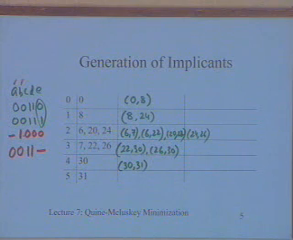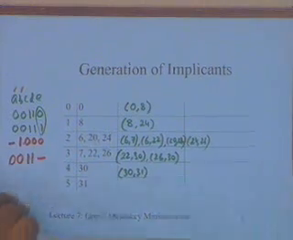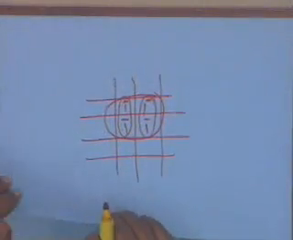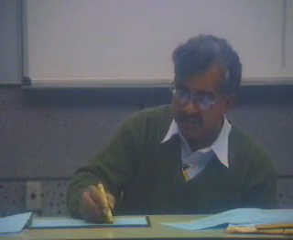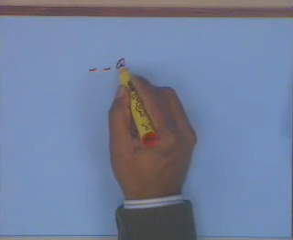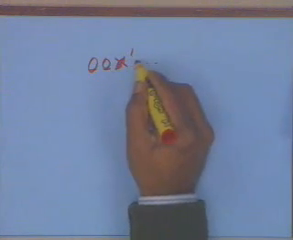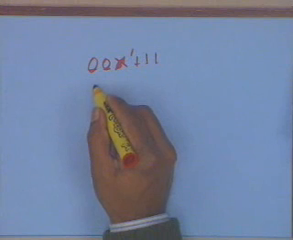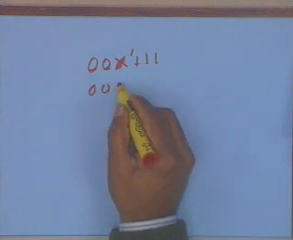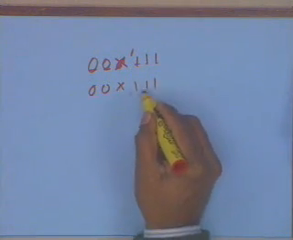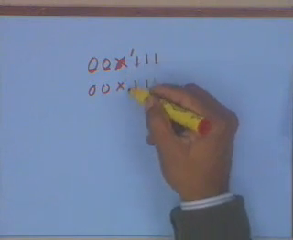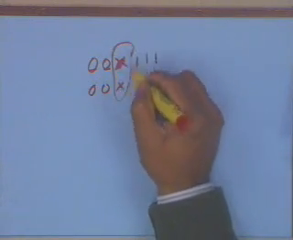So why do we have the condition that the minterm with the larger integer value has more ones than the minterm with a smaller integer value? Let me explain this. See, what are we trying to do? We are trying to combine a term where x complement and these are all 0, 0, whatever it is, with another term which is 0, 0, x, 1, 1, 1. I am trying to combine these two terms.